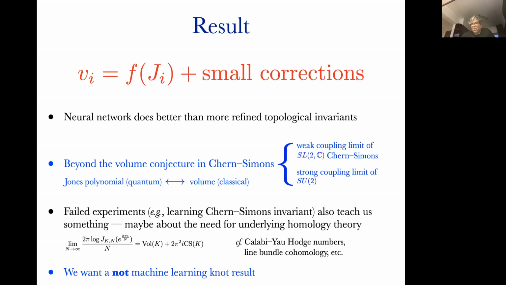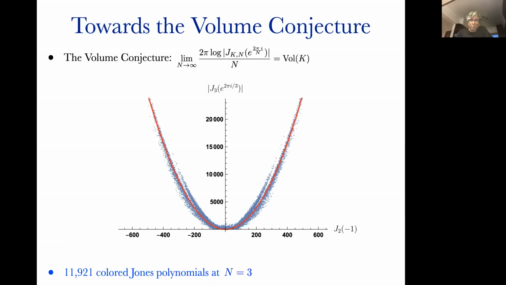For example, the Calabi-Yau topological invariants I talked about are also essentially capturing what's called de Rham cohomology. Andre Lukas and collaborators have looked at line bundle cohomology, and they've abstracted exact formulae based on these sorts of investigations. We ultimately want a not machine learning result concerning knots. We want something analytic. And let me discuss some ways that we're approaching this problem.